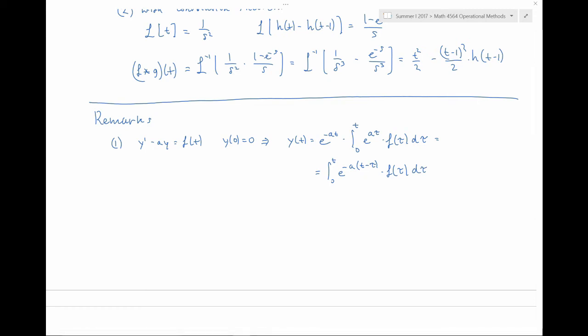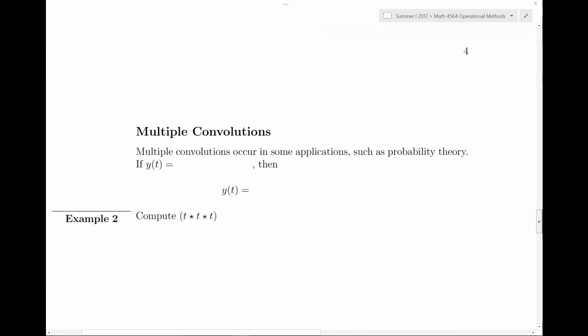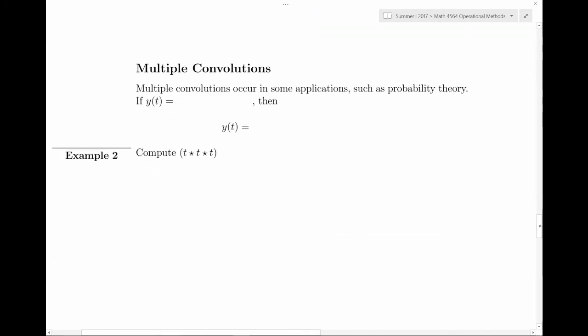The same goes with the variation of parameters formula for systems of differential equations. So the convolution integrals are not something new to you. It's just now we decided to put a name on it. In some applications, you may have to do multiple convolutions.